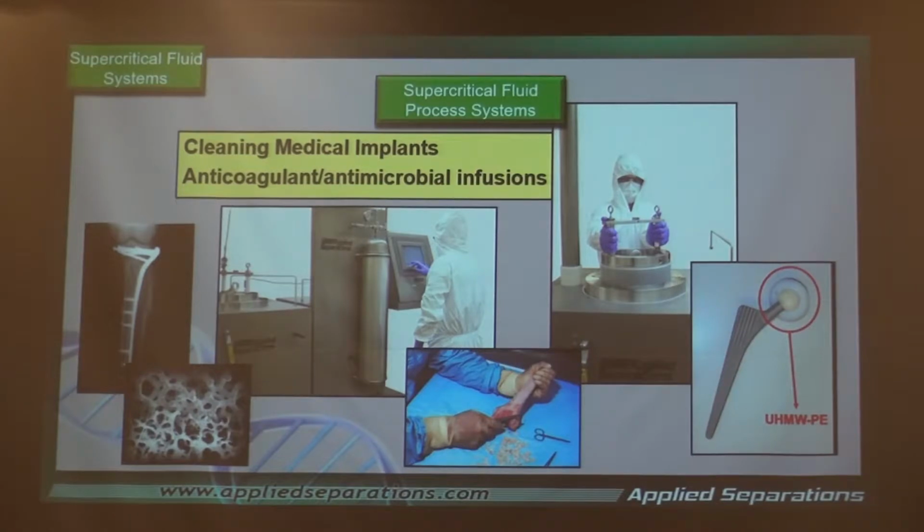Not only can we go ahead and clean, but we also take some of these parts of an implant, for example, the hip ball. We can infuse antimicrobials, anticoagulants into the plastic as well, into the polymer. And then this will ultimately migrate out, but winds up being a time release mechanism to do some of this. So again, not only can we do extractions, but we can do infusions into a variety of polymers. And I'll talk a little bit more about some more of that.